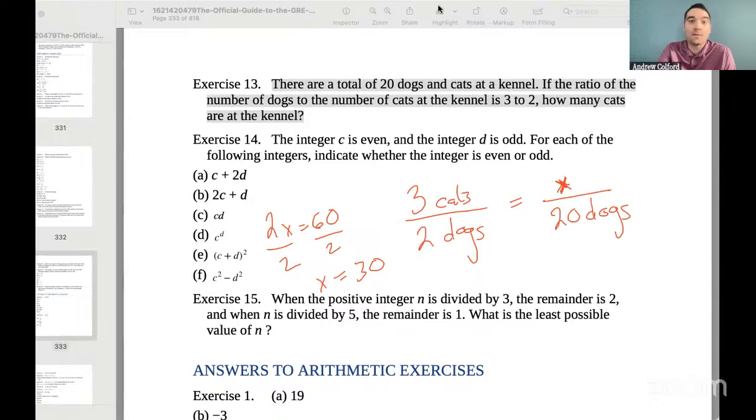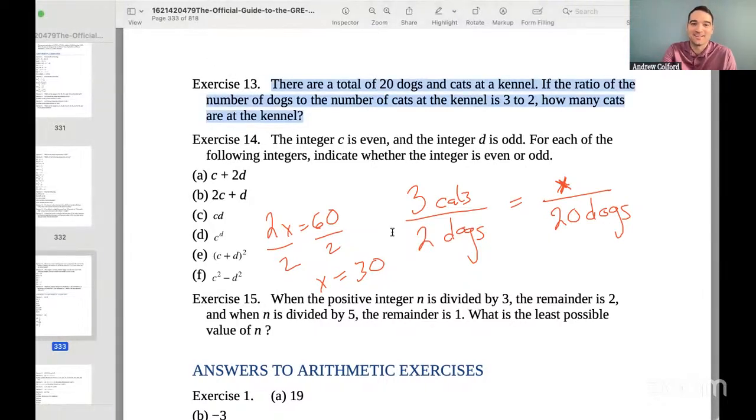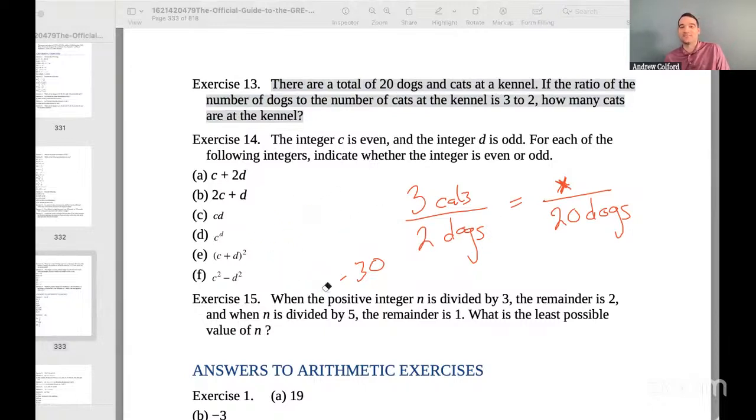20 dogs. Oh, I misread the question. I'm sorry. Sorry, I was trying to help this person get in the room here. 20 dogs and cats. Yes, you're right. So not this, but if we have 3 cats and 2 dogs, sorry, the ratio of cats to dogs is 3 to 2. Let's look at it this way.